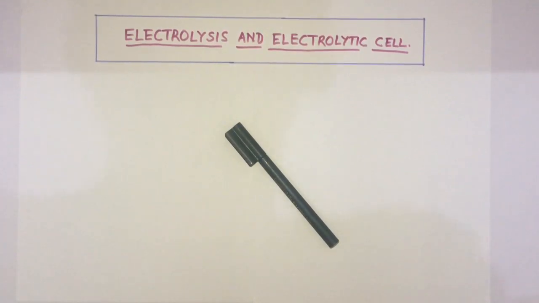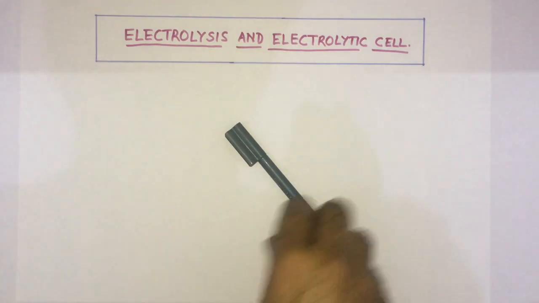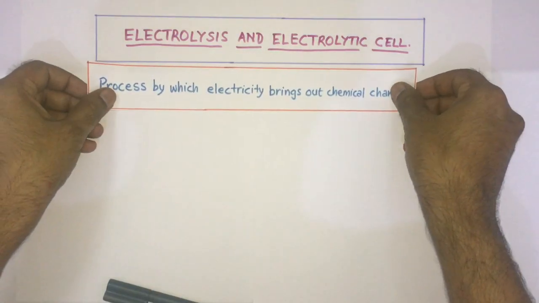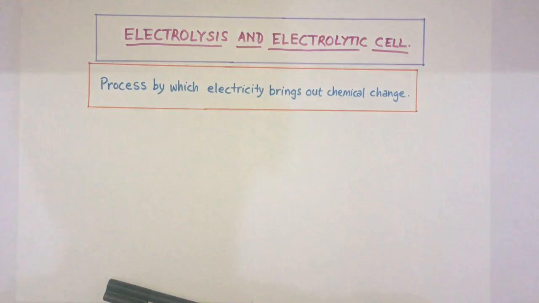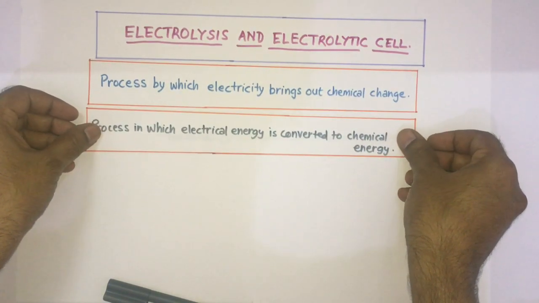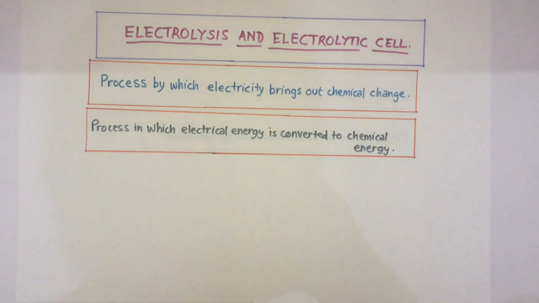Today our topic of discussion is electrolysis and electrolytic cell. So what is electrolysis? Electrolysis is a process by which electricity brings out chemical change, or a process by which electric energy is converted to chemical energy.